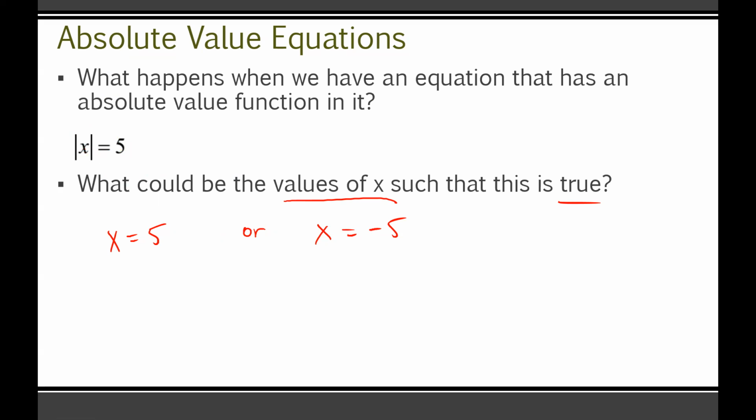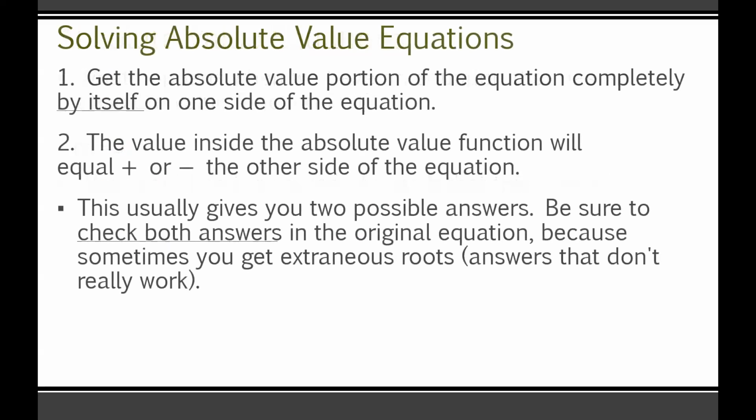So again, if you can kind of frame it as in your absolute value bars are all by themselves. So this x part in absolute value is all by itself equal to some number. Just consider it equal to that number or equal to that negative number. That's about it. Anyway, moving on. So solving absolute value equations, first things first, get the absolute value portion of the equation completely by itself.